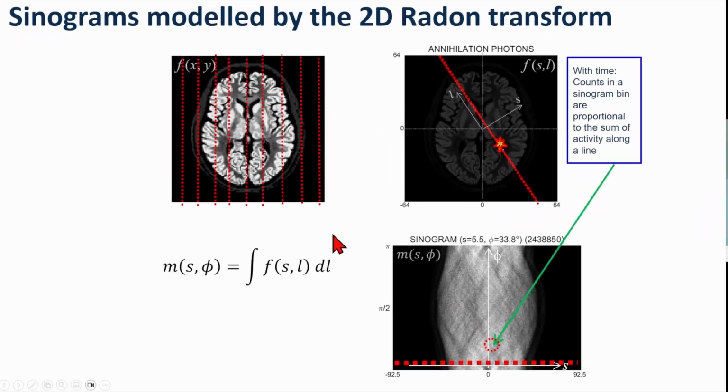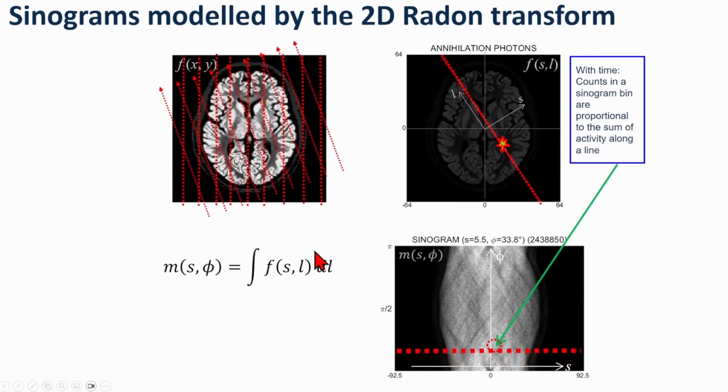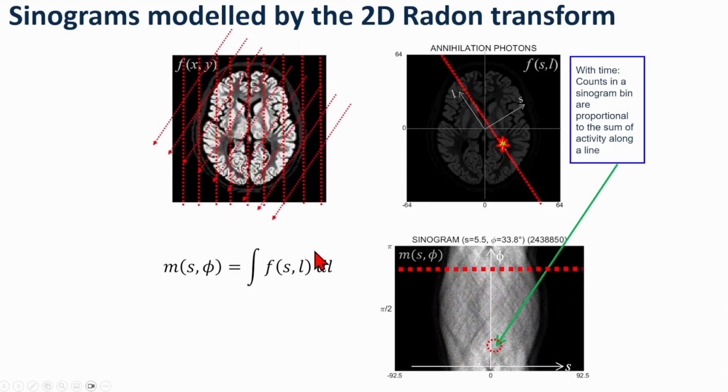And then all we have to do is just consider all of the various lines at all the various rotation angles and simply sum f of x,y along those various lines through the field of view. And so that's what this equation does: it models a sinogram and how it relates to the function f that we would like to reconstruct from the function m. And that's what this video is all about.